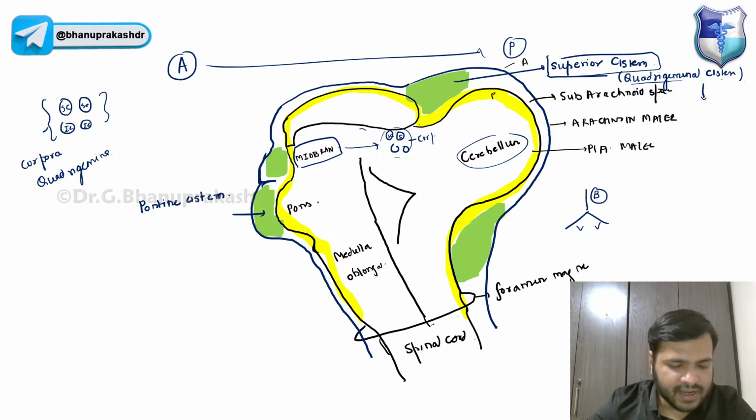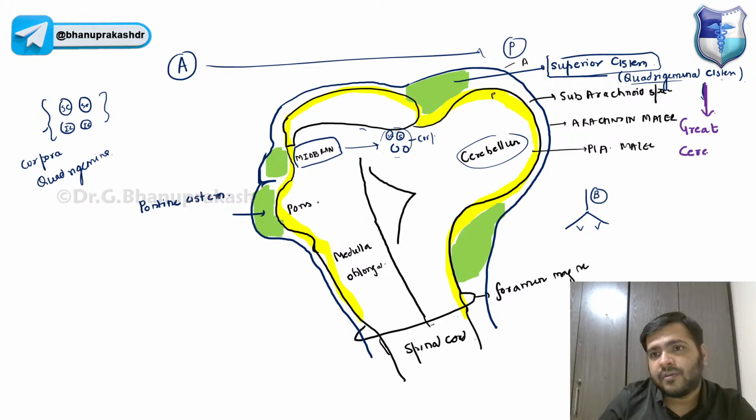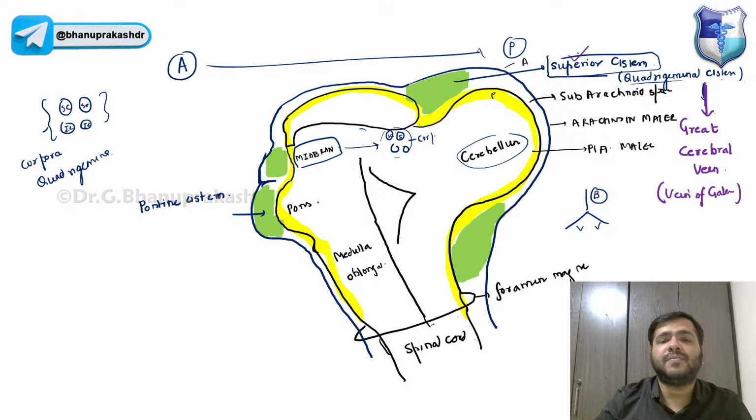Munganda, very good. Again, guys, there is one question that they have asked multiple times: what is the content of this quadrigeminal cistern? Remember, guys, over here one vein is passing, and that is called the great cerebral vein. It continues backwards to the straight sinus. That is the vein of Galen. So that is passing through the superior cistern, guys. That is what you have to remember.